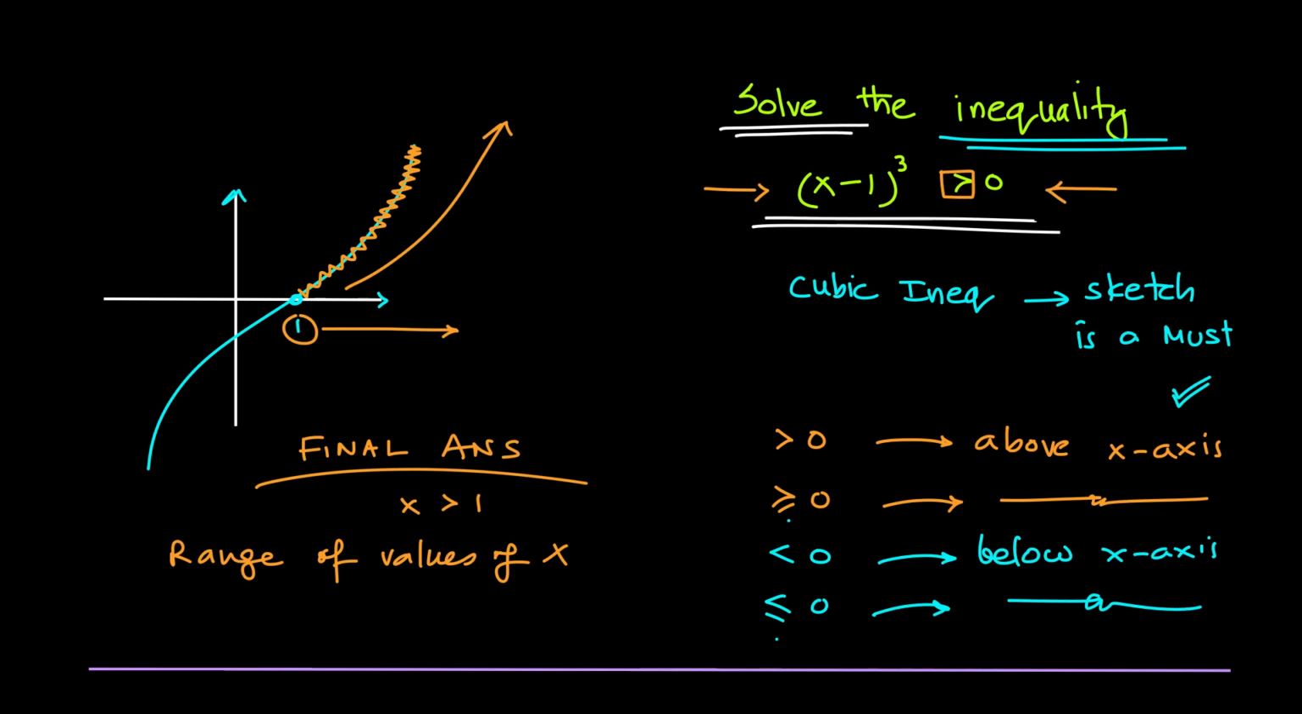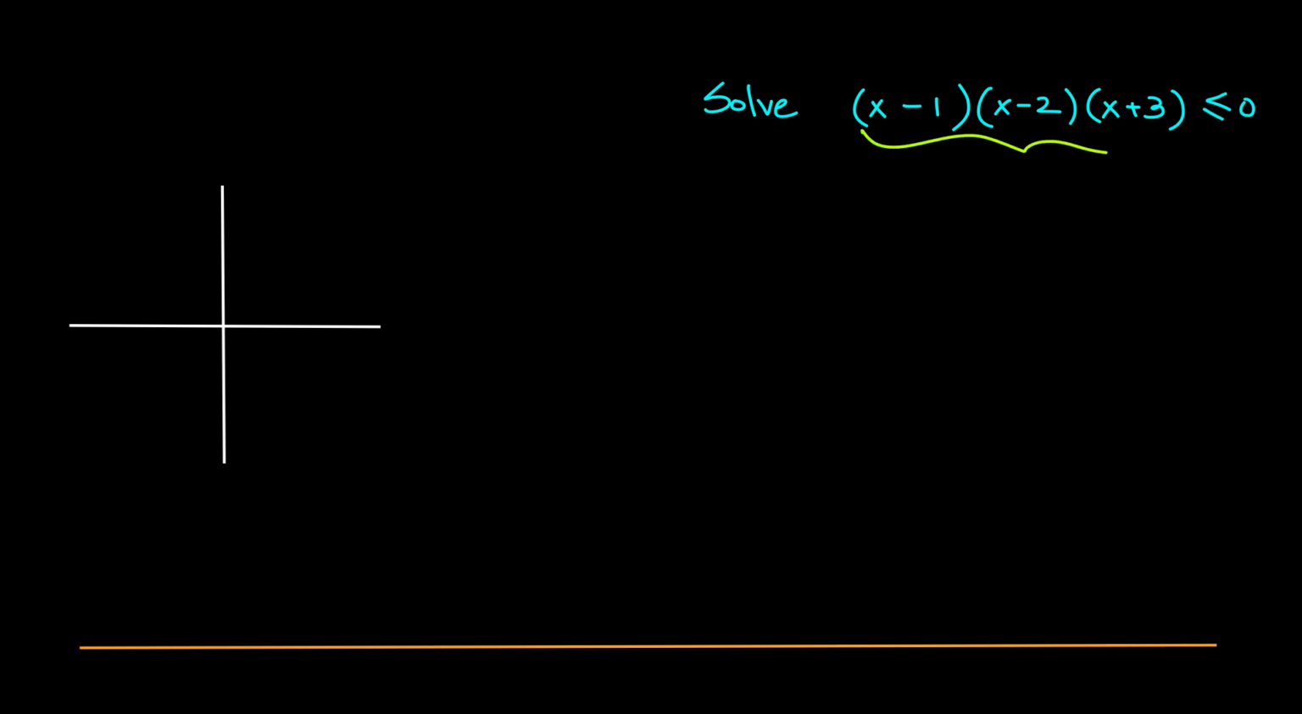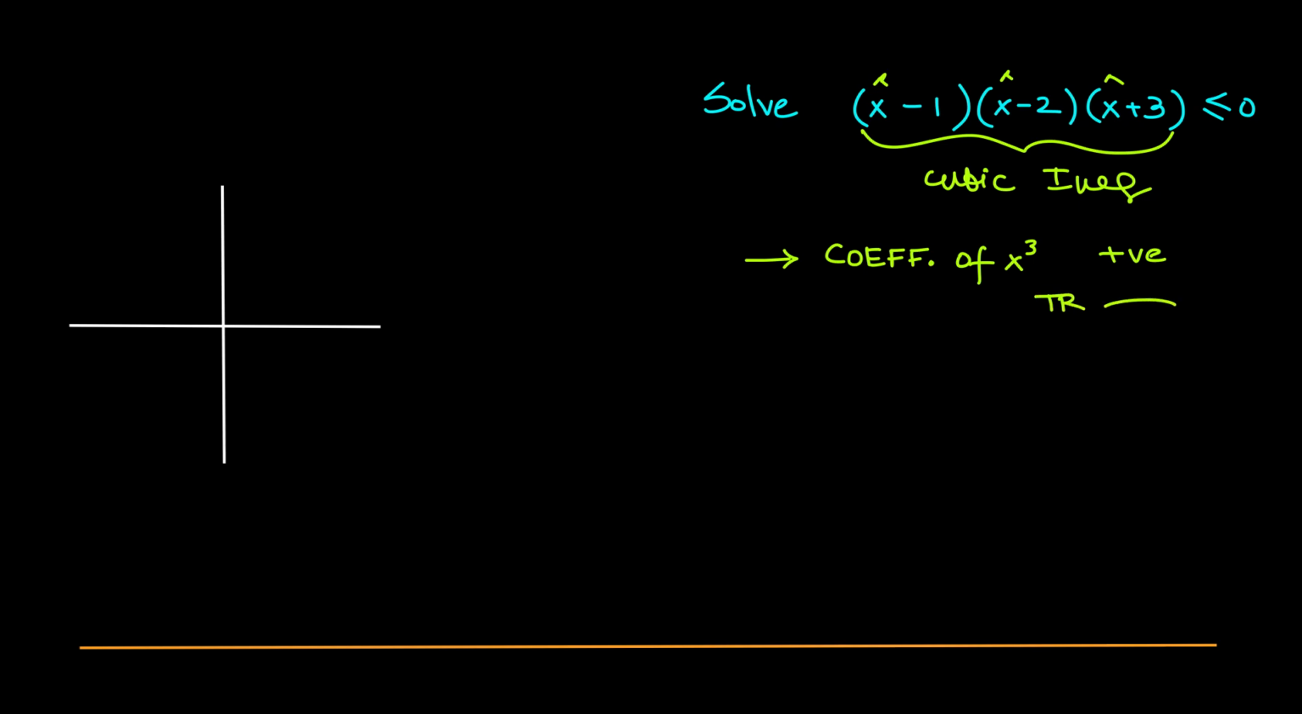Let's move to another example. Solve the inequality (x minus 1)(x minus 2)(x plus 3) is lesser than or equal to 0. Now this is a cubic inequality. What are the factors to consider? The first one is the coefficient of x cubed, which we can see is positive. That means it will start from the top right and go till the bottom left, or vice versa.